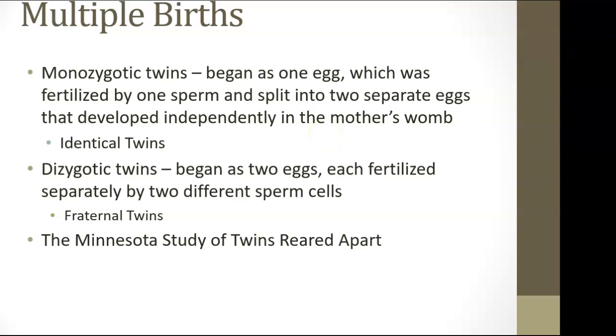Monozygotic twins are what we think about as identical twins, the ones who began as one egg and were fertilized and then they split. So they're identical and they're very different than dizygotic twins because they're two eggs fertilized by two different sperm cells. So you have the fraternal twins, which are the same genetic makeup as siblings. And we have the famous Minnesota study of twins reared apart.